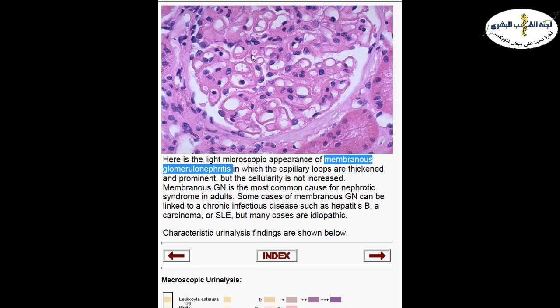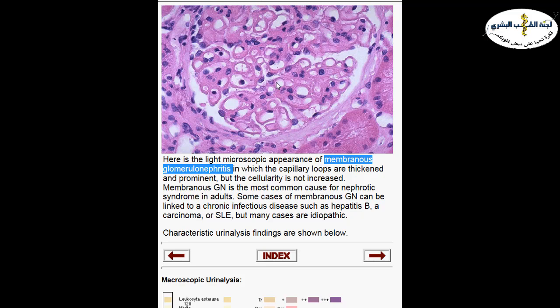Why is it called membranous? Because as you can see, the only pathology is within the membranes. They are quite thick and thicker than normal, and there's no hypercellularity. So the only finding is the thickening of this membrane due to deposited immune complexes within the membrane, and that's the cause for nephrotic syndrome and loss of proteins.